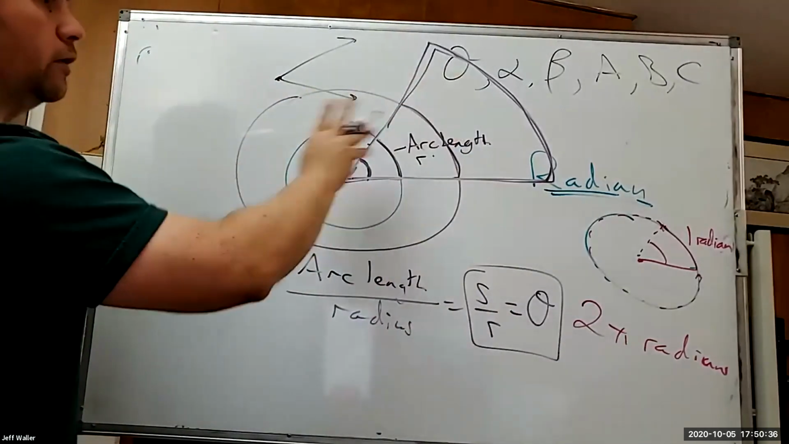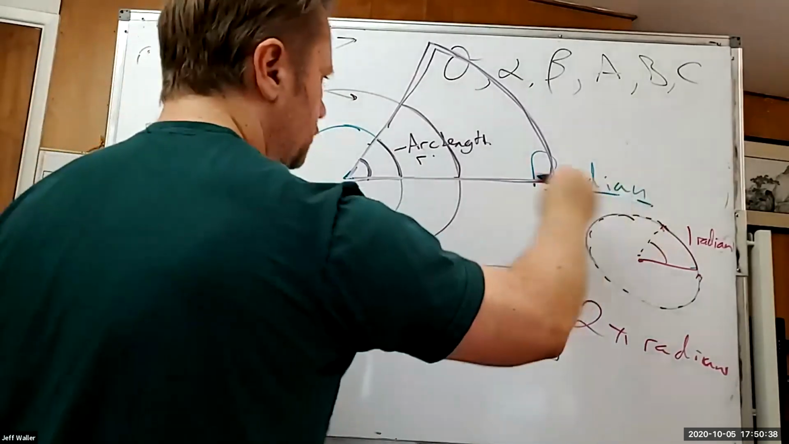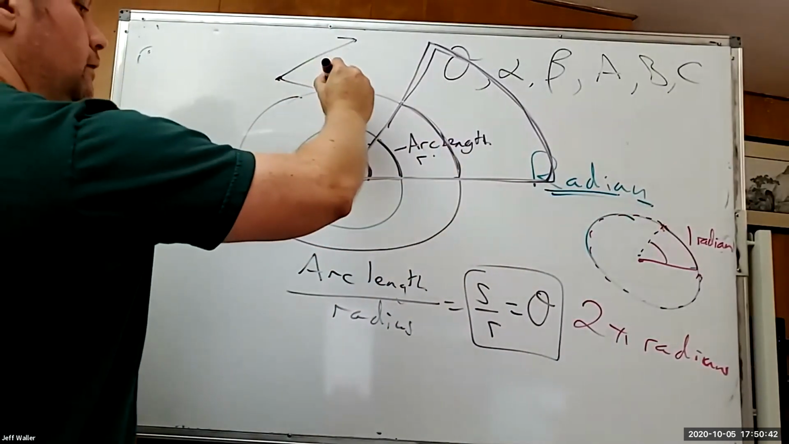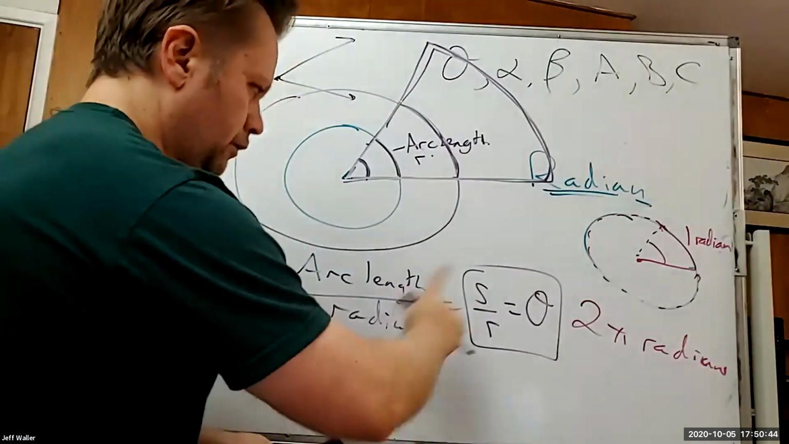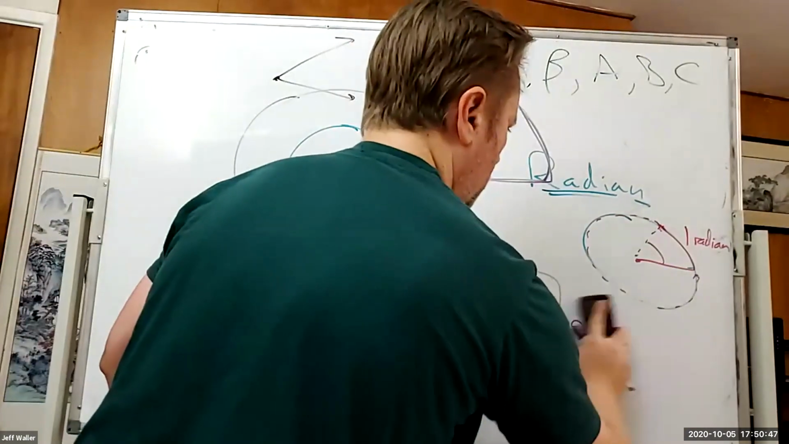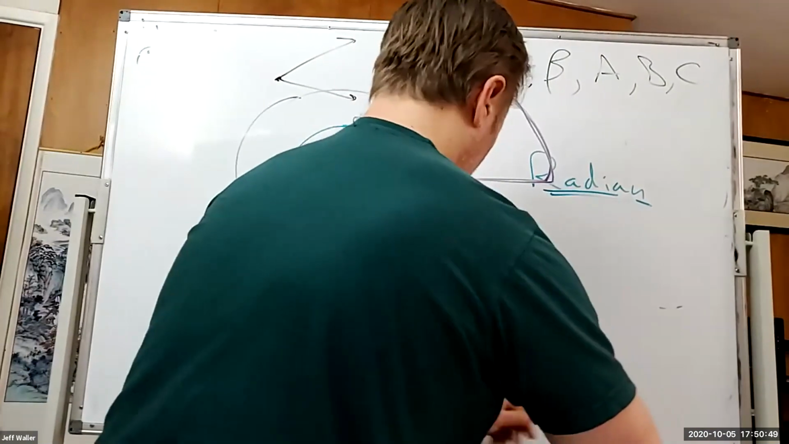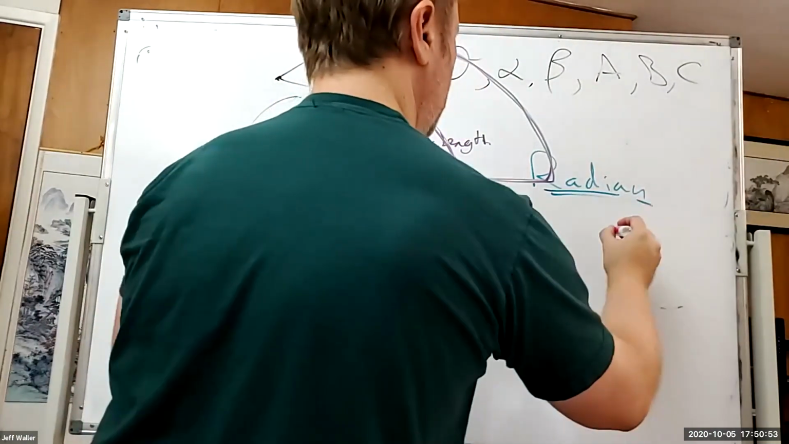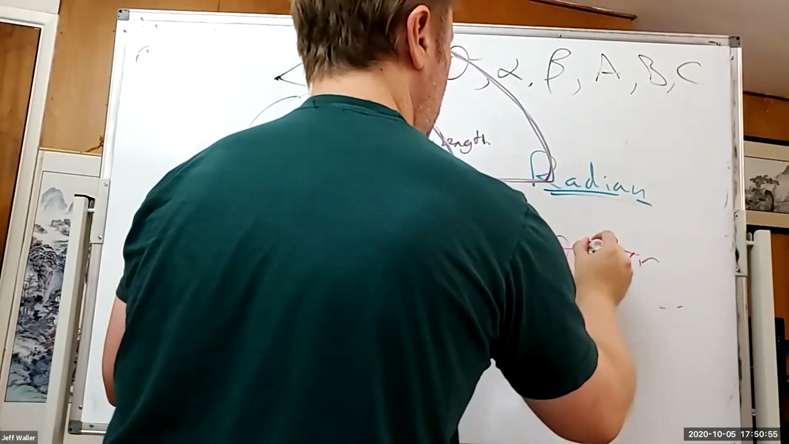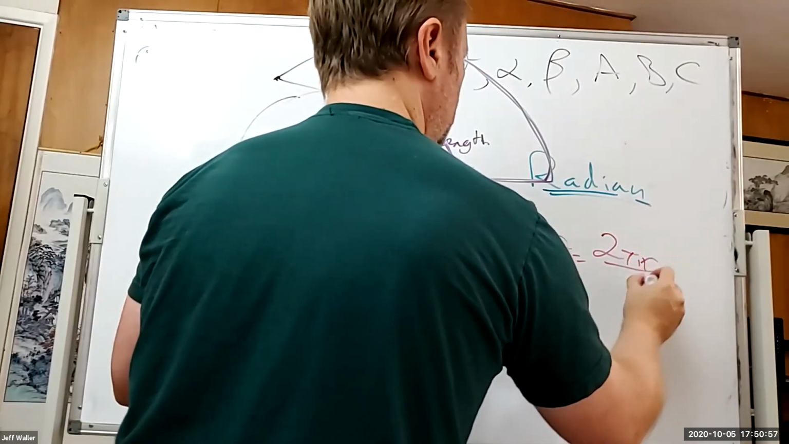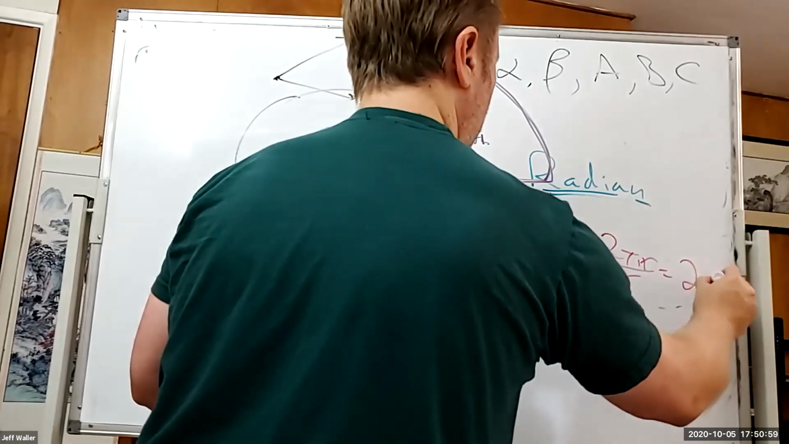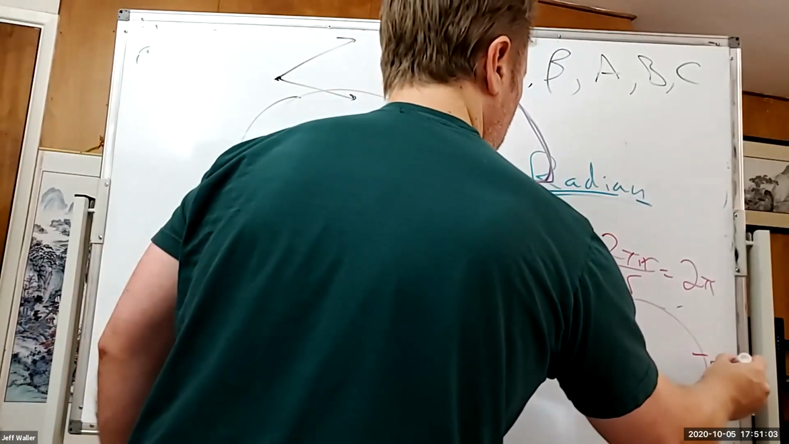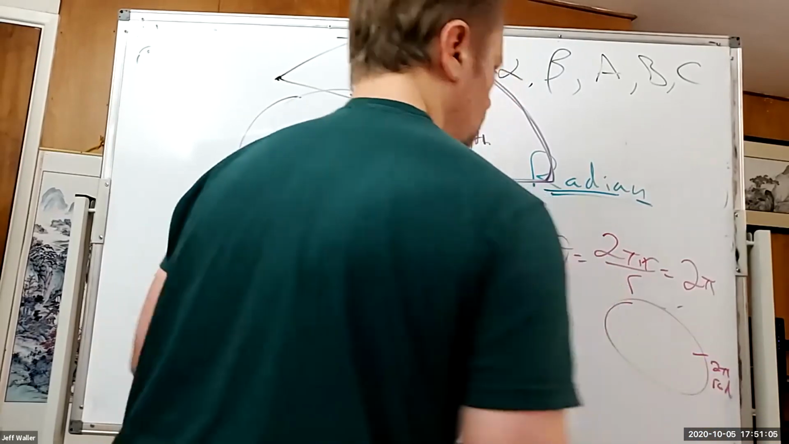So for the whole circle, what this arc length is going to be is, of course, 2 pi r. So if I use this idea and I go all the way around the circle, I've gone 2 pi r. So my angle will be 2 pi r divided by r, 2 pi. So all the way around the circle is 2 pi radians. All right.